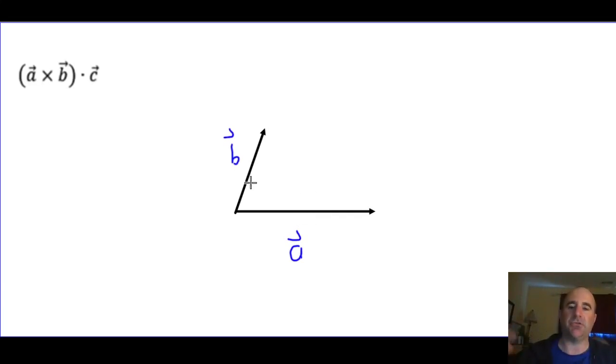I mean, I have to. I don't have any other choice about where to put things. But I just want to point something out, that any two vectors can be drawn on the same flat surface.